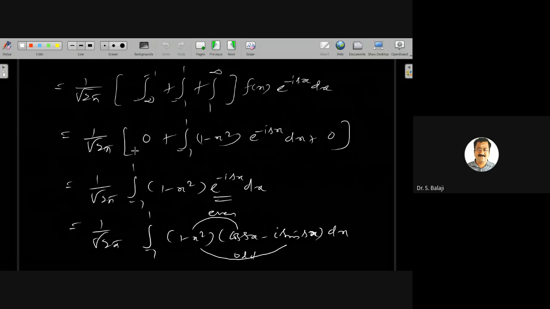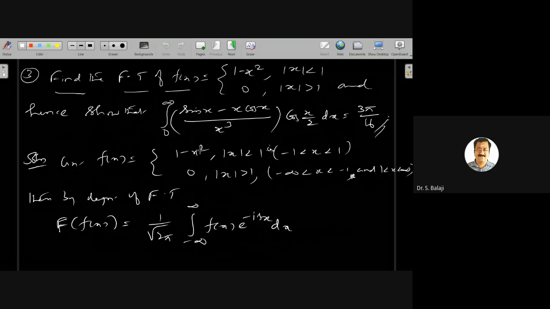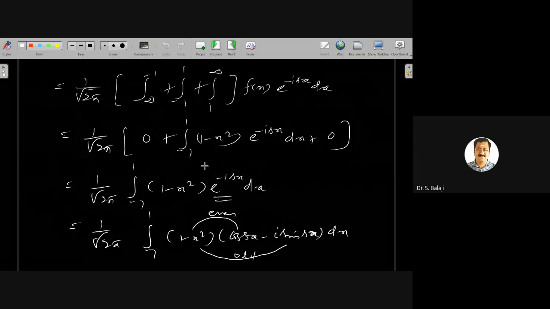One by root of 2 pi. Already you know that the first and the last values are 0. Minus 1 to 1, f of x is defined as 1 minus x square. Remaining things will be 0. The middle part is 1 minus x square, the remaining part 0. First and the last part will be 0. Therefore you can get minus 1 to 1, 1 minus x square e power minus isx dx.